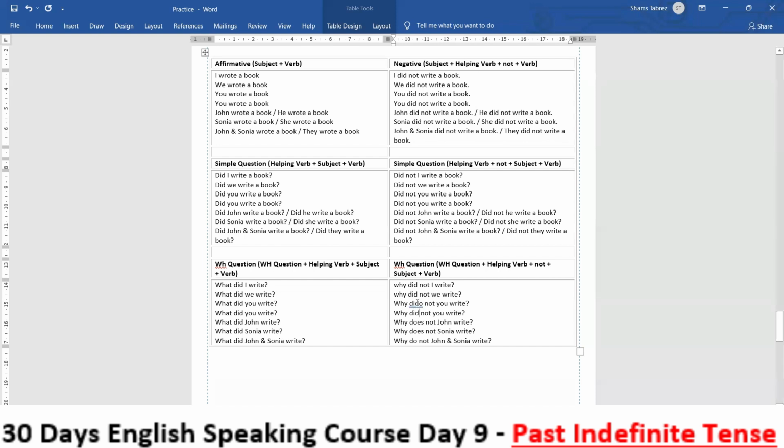Sir, why are we not using where? You can use where also. We can use any of the WH words like what, why, where, all these you can use. But here, since we are using the verb write, for write we can use why or what. That's why we are using these.